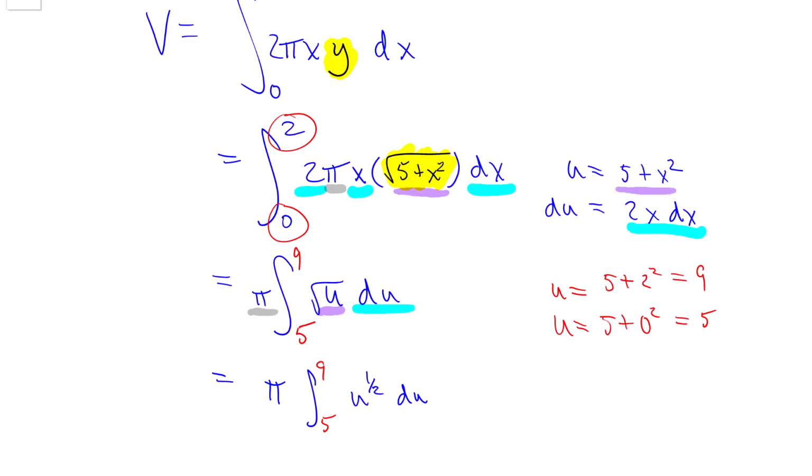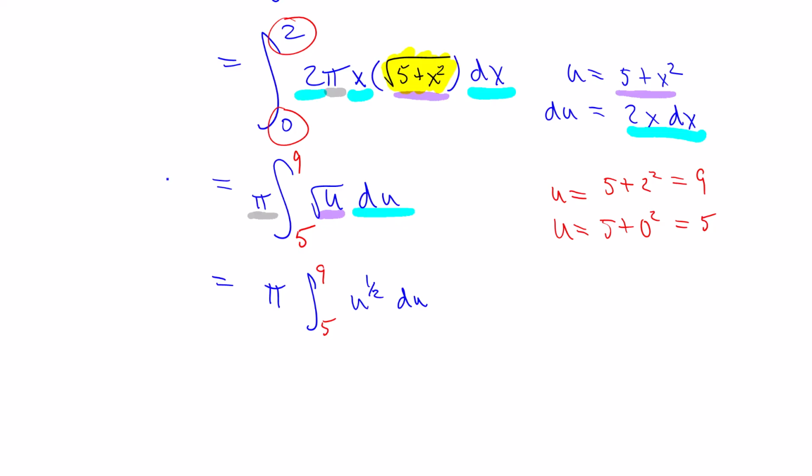And so now we can handle this integral using the fundamental theorem of calculus. Not too bad here. So this is really just pi times the antiderivative would be, well, for u to the 1/2, we'll add 1 and divide by that power. So 1/2 plus 1 would be 3/2, which means now we have 2/3 u to the 3/2. And this is going from 5 to 9.